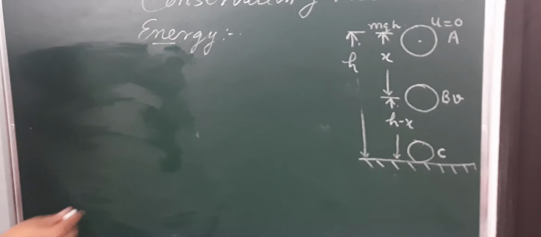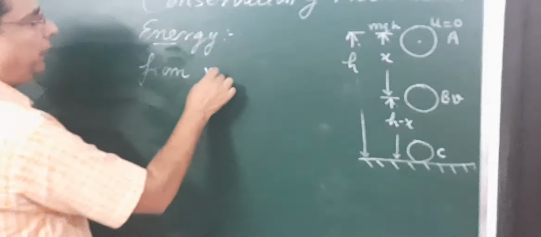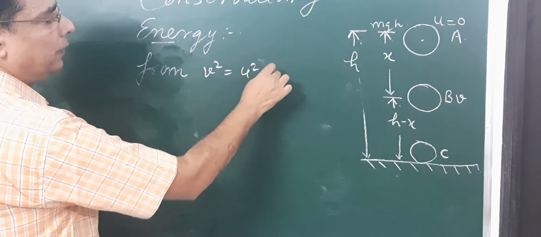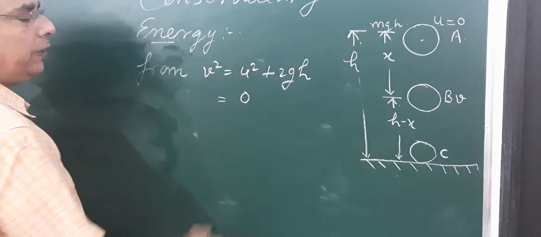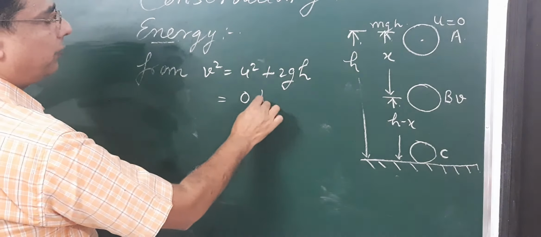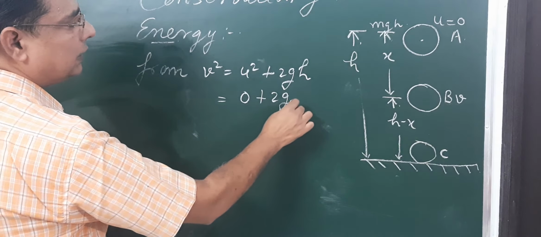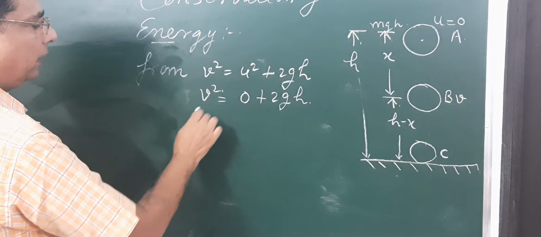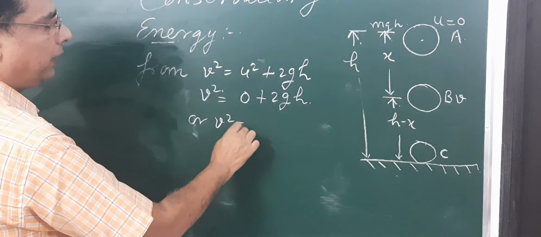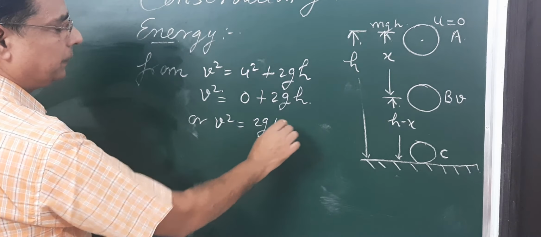First we find out the velocity at point C. In the same way, from the equation v square equal to u square plus 2gh, as the initial velocity is 0, now it falls by a distance h, therefore v square will be equal to 2gh.